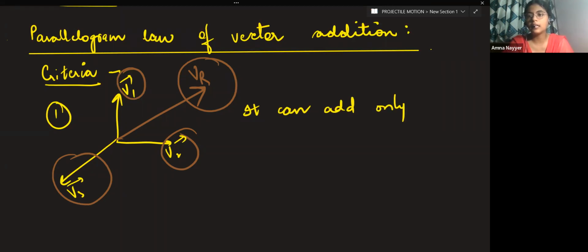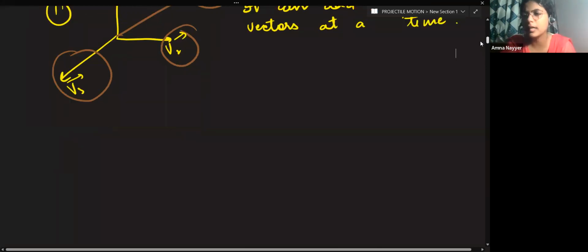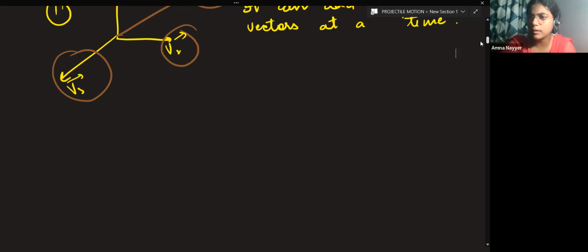It can add only two vectors at a time. Fine. Second is that we have started with parallelogram law today, but there are certain things that we'll study. Certain terms are there, coplanar vectors, co-initial vectors, all these terms are there that we'll see in the next class. But parallelogram law is very important, so that's why I started with it. Rest of the things we'll study in the next classes.